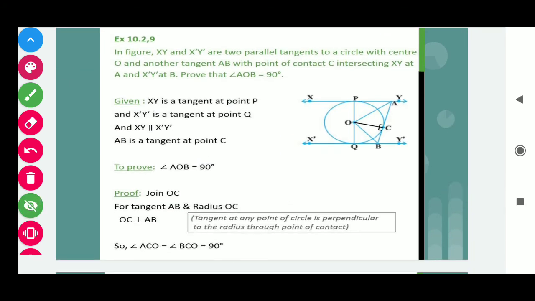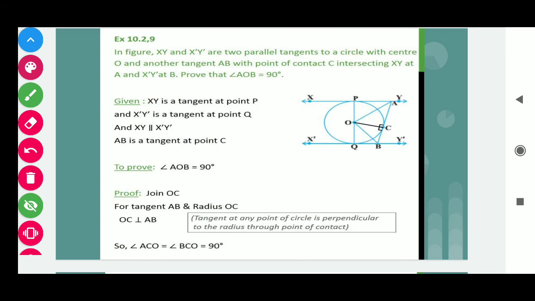In the figure, XY and X dash Y dash are two parallel tangents to a circle with center O. Another tangent AB, you can see that this one tangent with a point of contact at C, intersecting XY at point A and X dash Y dash at point B. Prove that angle AOB is equal to 90 degrees. We need to prove this one.